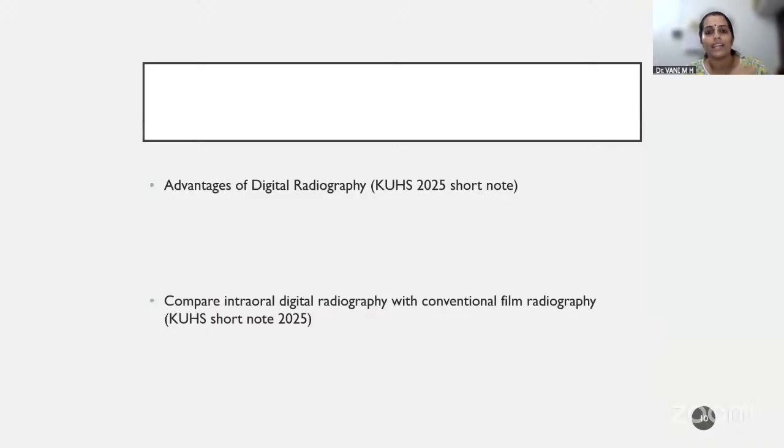So that can be avoided when it comes to digital radiography, how you can store them, how you can share them with different clinicians. So those kinds of things should be highlighted when it comes to advantages of digital radiography, which has come up as a short note.